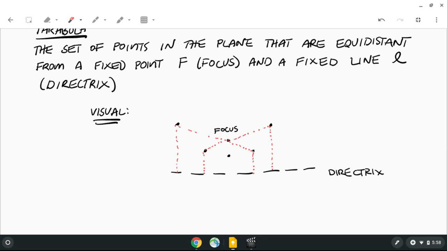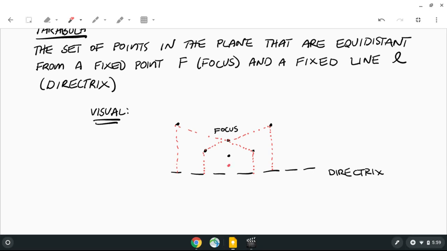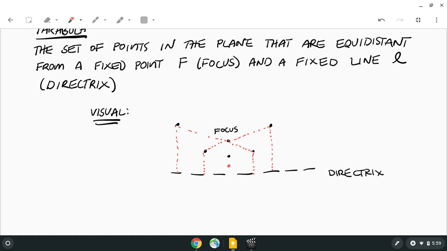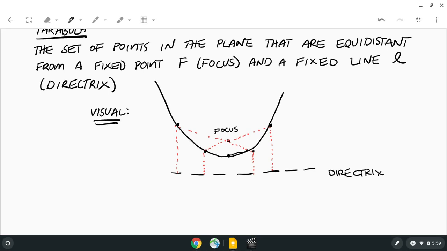If I picked a point like, say here, this red point, clearly that's not going to be on the parabola because it's a shorter distance to the line than it is to the focus. This red point is farther away from the focus than it is to the directrix. So that red point is not going to be a point on the parabola. And we all know what a parabola looks like. We see these 5 points that I've just drawn start to form the shape of a parabola. So that's the geometric definition of a parabola.